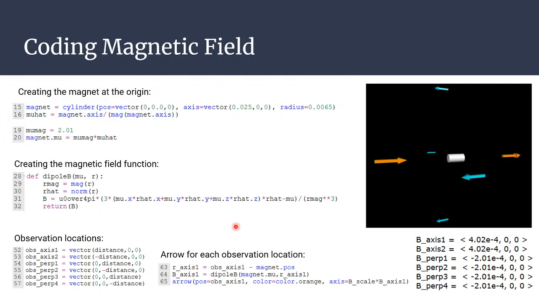And then we use that value in our coding for the magnetic field around our magnet. So we inputted that here, and we created the magnet at the origin, as displayed right here by this white cylinder, and then we created the magnetic field function using the earlier formula that I showed for the dipole magnetic field. And then we just made observation locations both parallel and perpendicular to the magnet and made arrows at each observation location so we could see what the magnetic field looked like for the magnet.